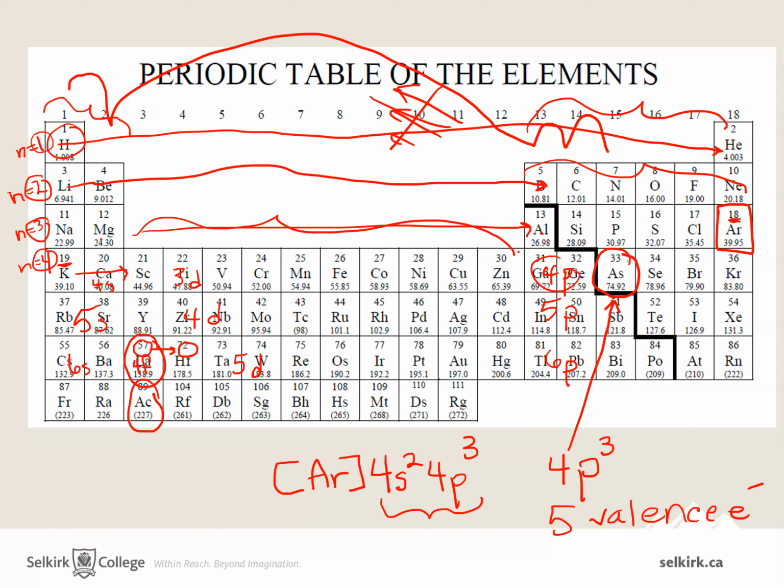So, you will now understand the structure of the periodic table. You can use it to find its valence configuration. And in the next video, we will relate that to its chemical and physical properties.